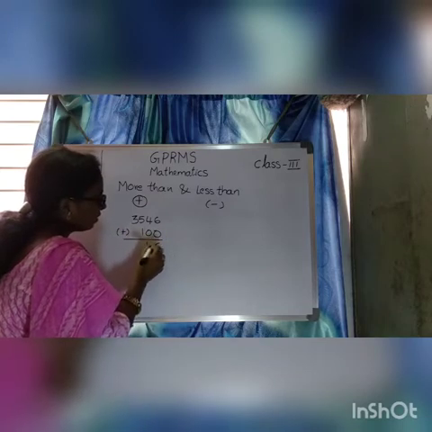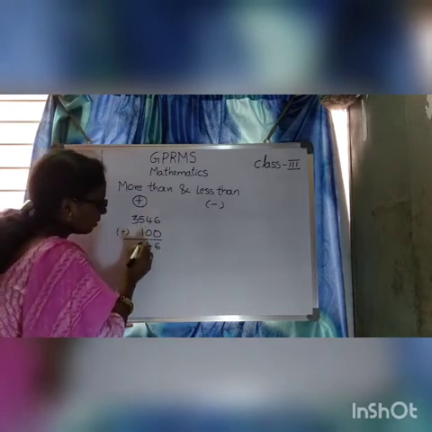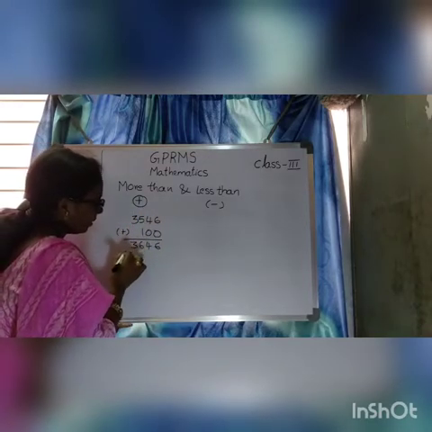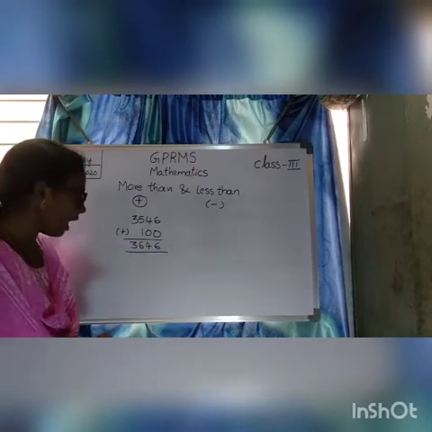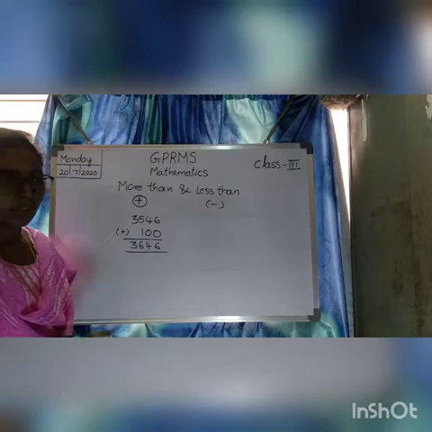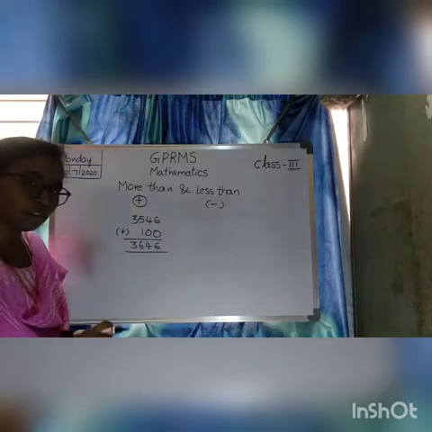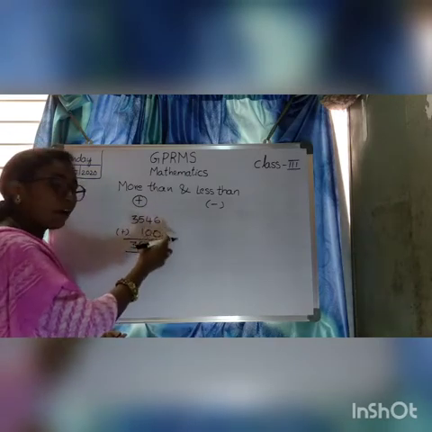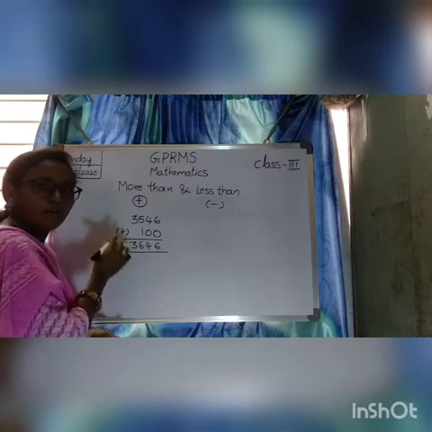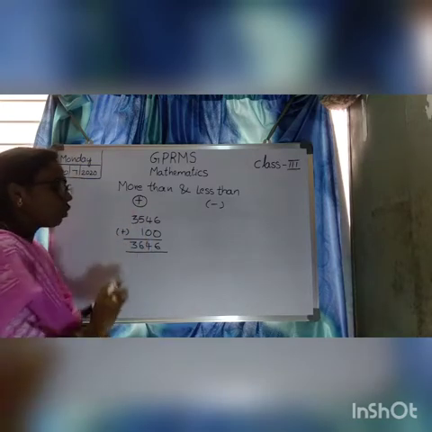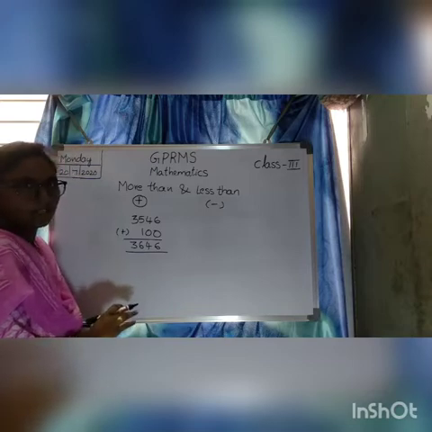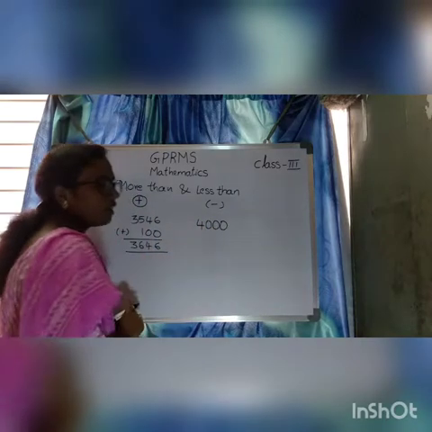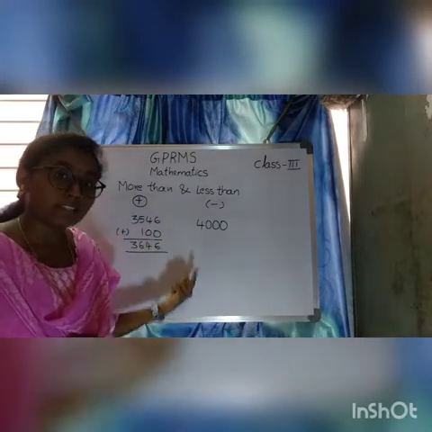So 4 plus 0 is 4, 5 plus 1 is 6, and 3. So what did you get? 3,646. Again I am saying 3,546. I am asking for the number which is 100 more than this number. Then what have we done? More means addition. So we added 100 and we got 3,646.